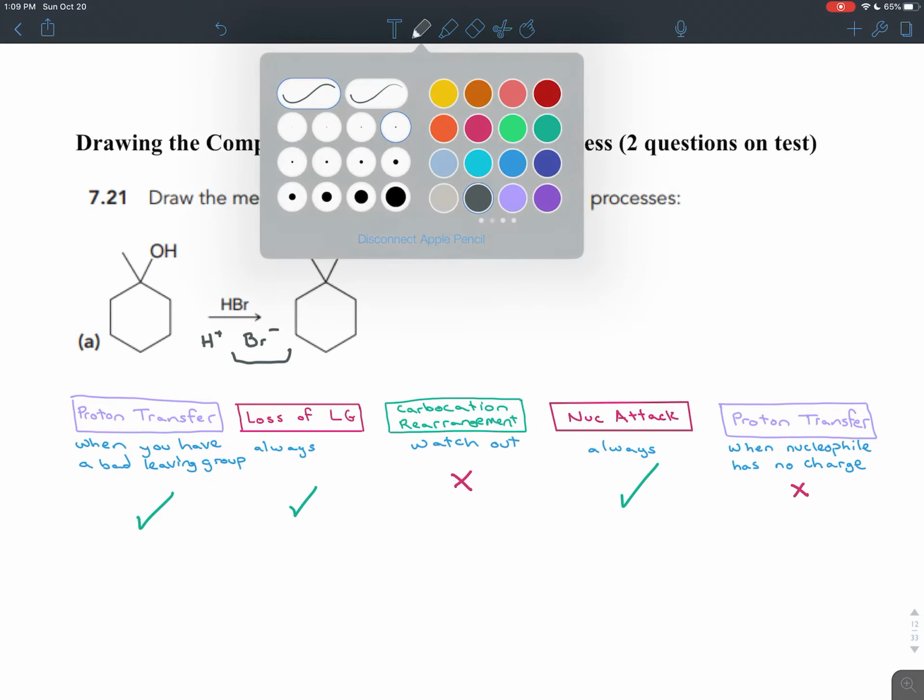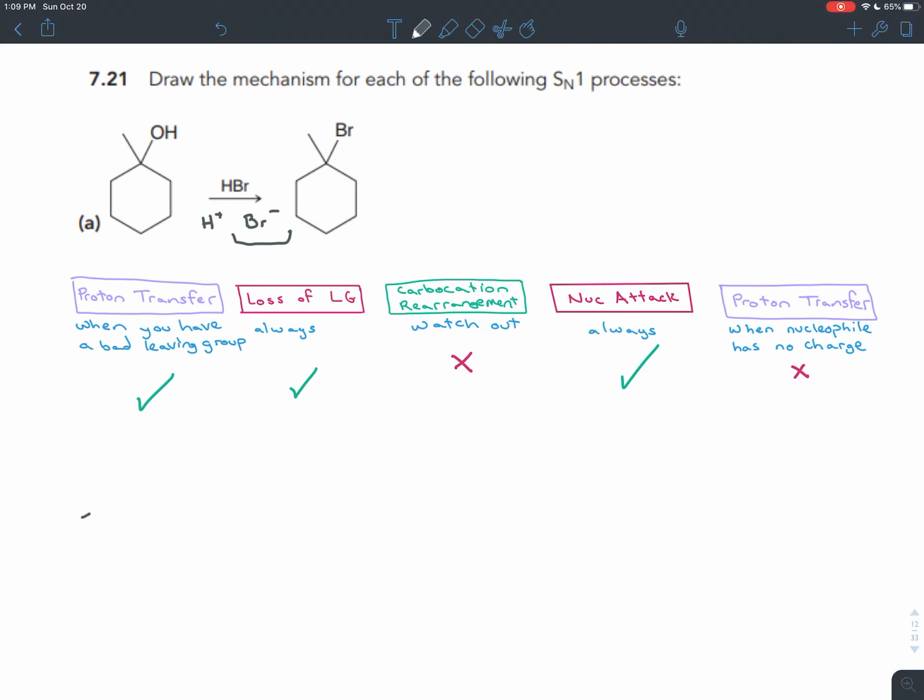Okay, so let's start. We have this cyclohexane, and it has a methyl group and this OH. So that's a bad leaving group, and we need to react it with some acid in order to put a hydrogen here and make it a better leaving group. Luckily, we have this acid here. So you could imagine this H and this Br, they're held together very weakly. It's a strong acid, they break apart very easily.